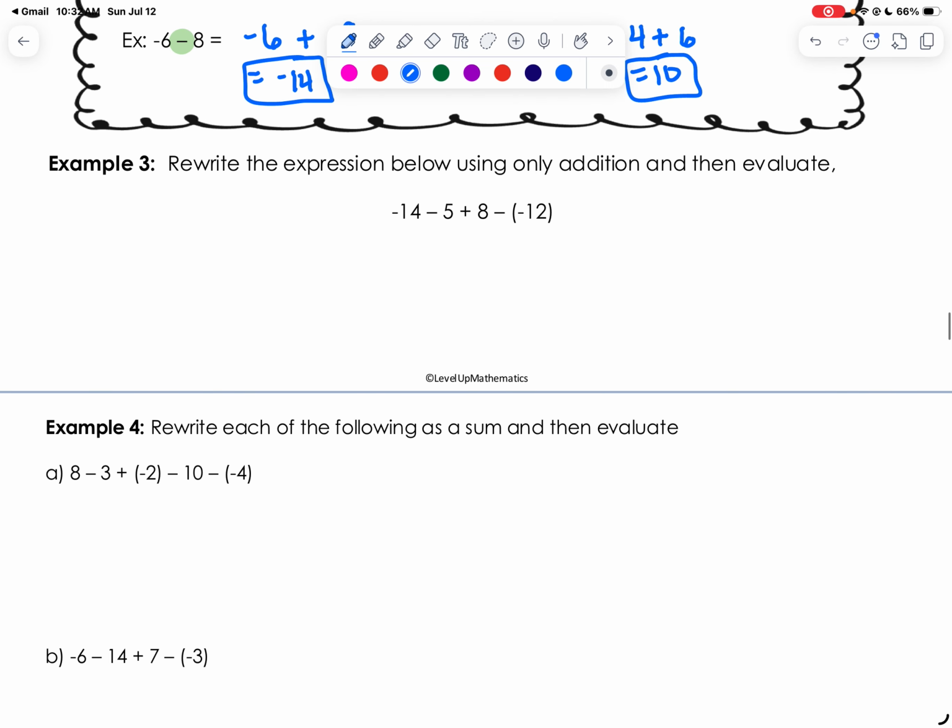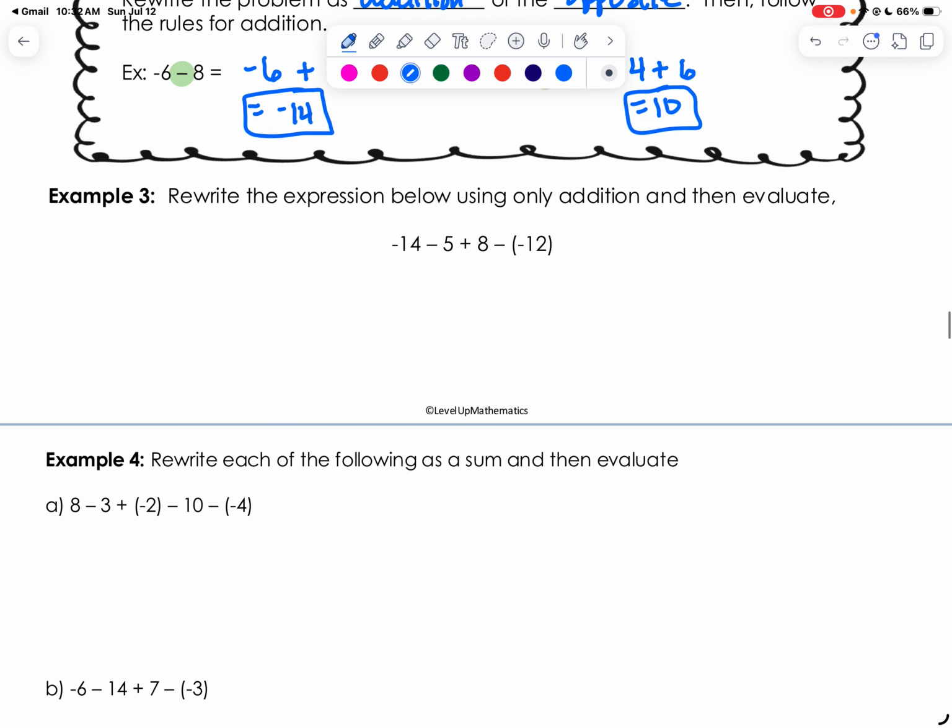Rewrite the expression below using only addition and then evaluate. So what I want to do is look at the problem and see where my subtraction signs are. So I have -14 minus 5 plus 8 minus -12. I want to highlight my subtraction symbols here. Before I can work this problem, I have to rewrite it as addition of the opposite.